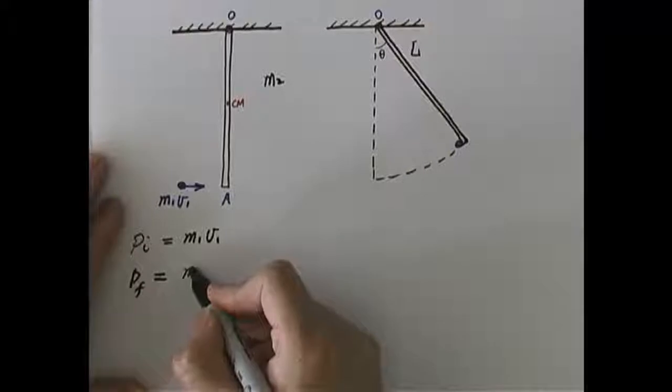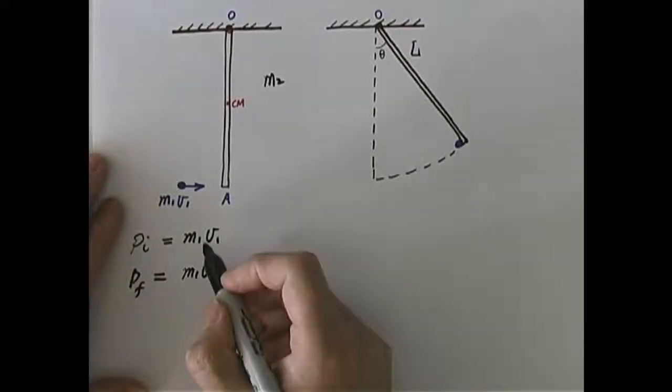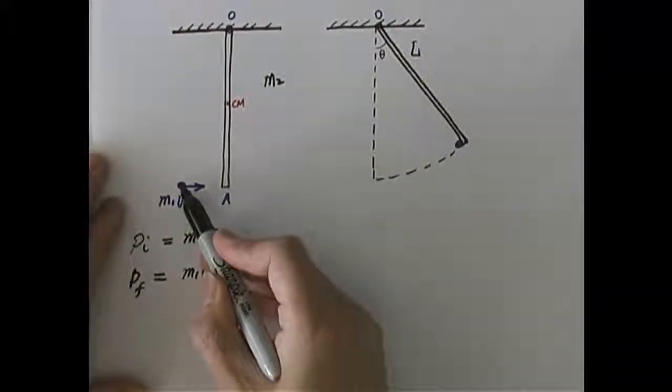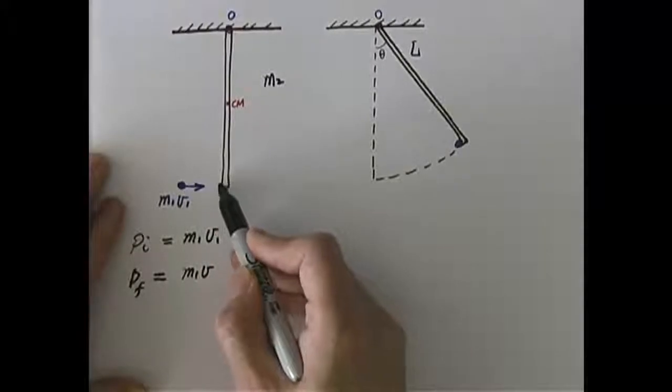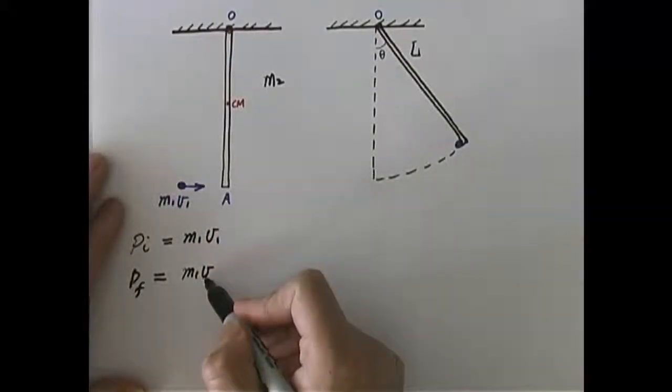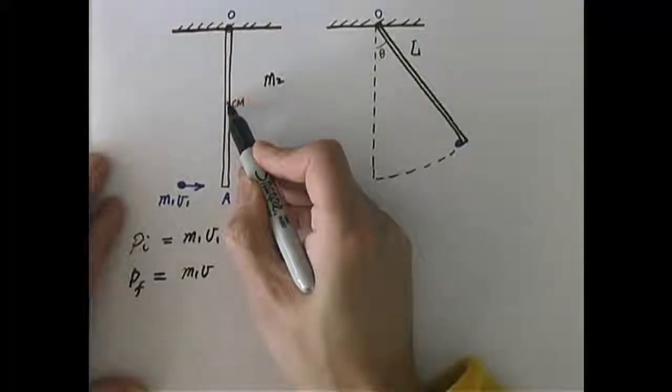Okay, so I get m1 v. What is that? That is the linear momentum of the point mass after the collision, because after the collision it's stuck at point A, which is moving at speed v. Now, if point A is moving at speed v, how fast is the center of mass moving?